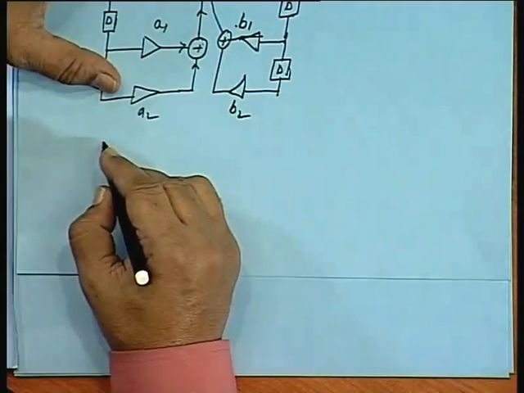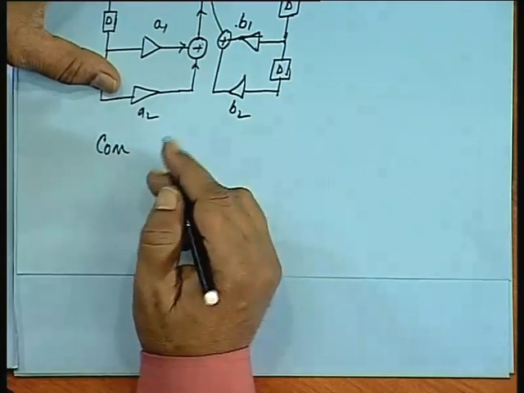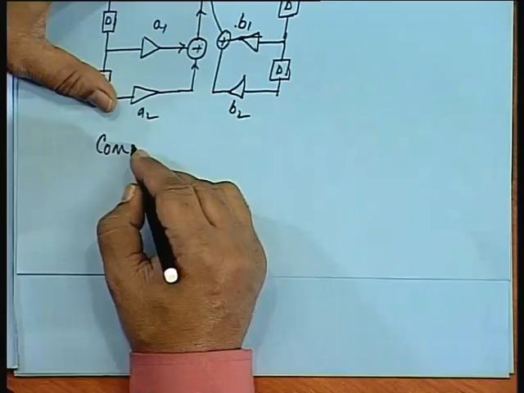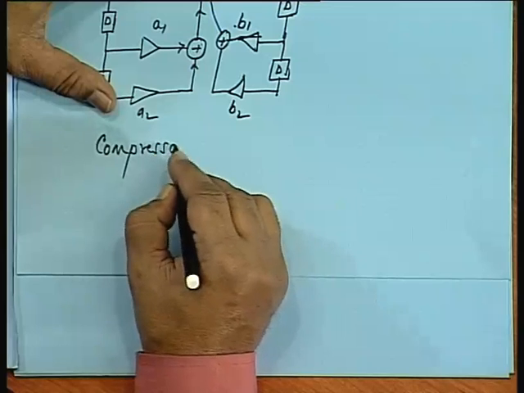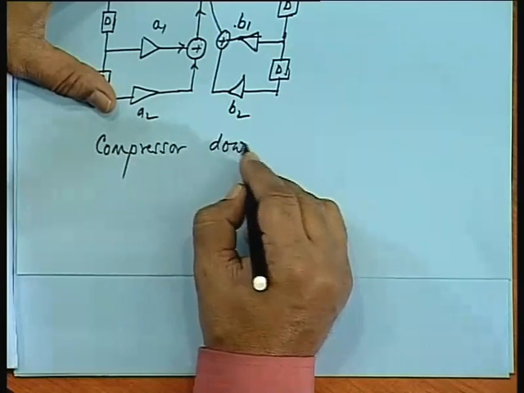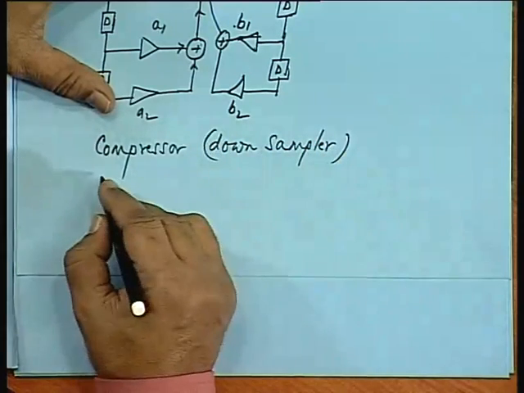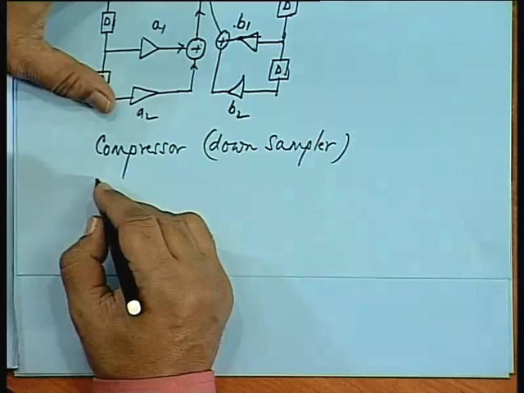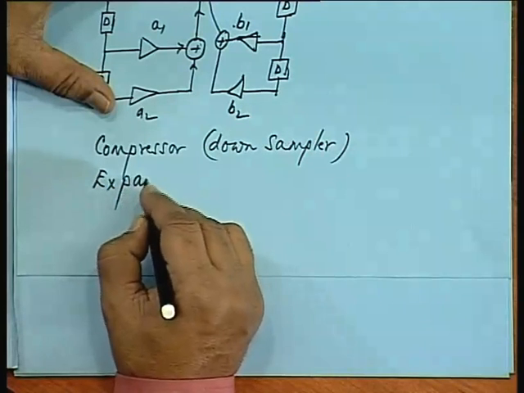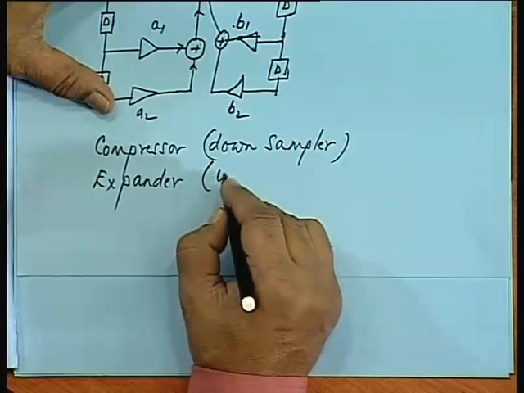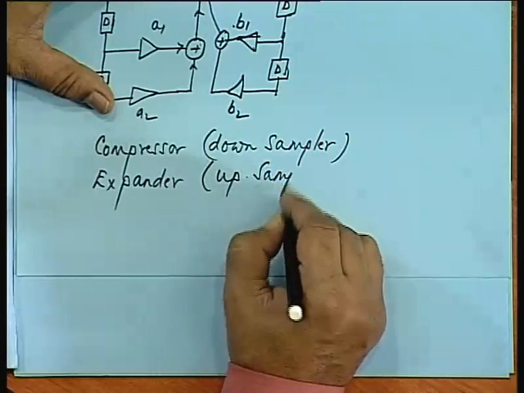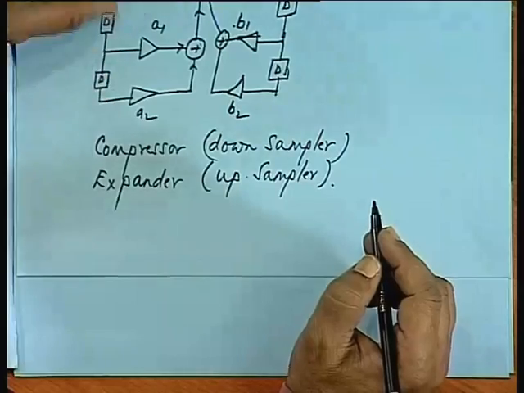There are some more special functions, operators we use for changing the sampling rate, all right. One is a compressor or downsampler, and the other one is upsampler or expander. Okay.